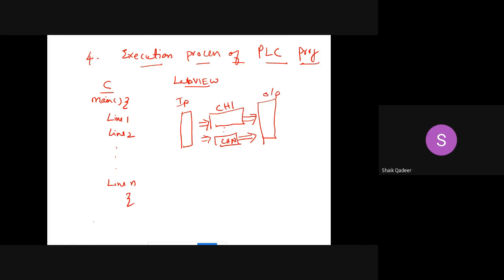So we all know this programming is called sequential programming, and this programming is called parallel or data flow programming.